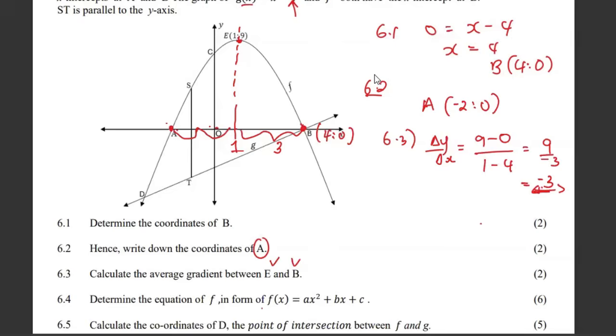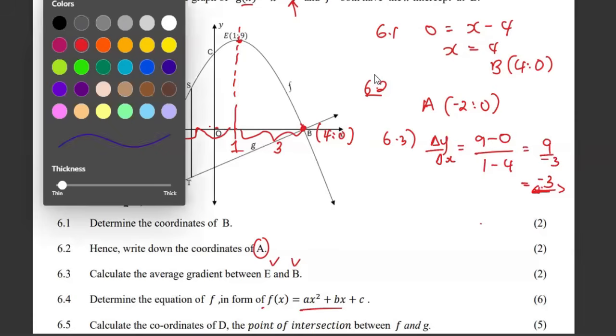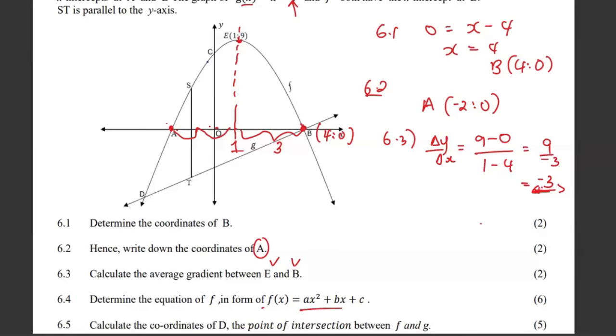Then determine the equation of the parabola. So what we're going to do, we're going to use the turning point method, okay, whereby we know that y is going to be a into x plus p squared, plus q. And then we're going to have our a into x, our p is a 1, so that's going to be a into x minus 1 squared plus 9.